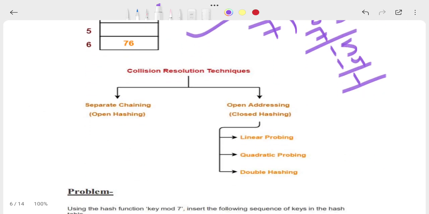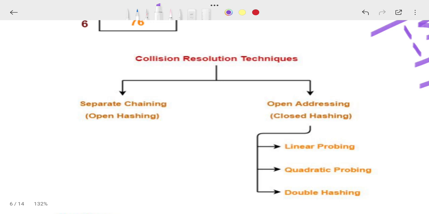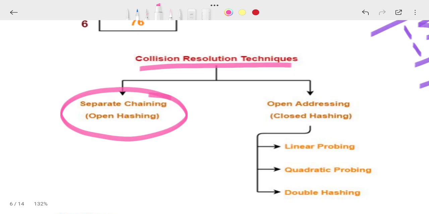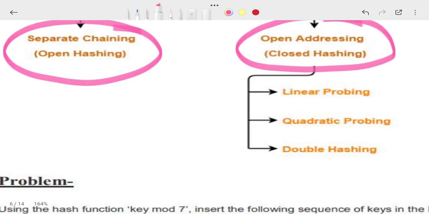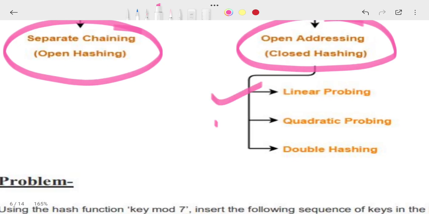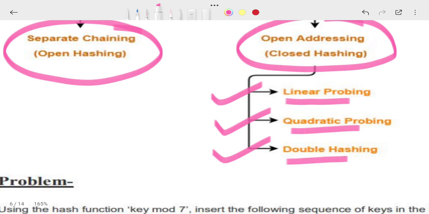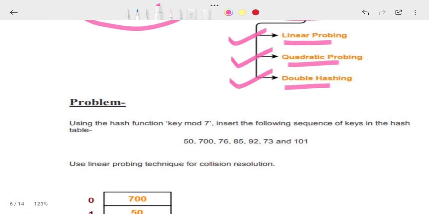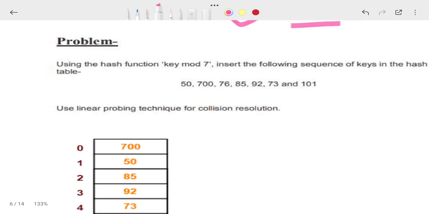Okay, now this question comes multiple times. The question is, how many types of hashing are there? Actually, hashing is of two types. One is the separate chaining method, open hashing. Second is closed hashing. Under closed hashing, one is linear probing, second is quadratic probing, and third is double hashing. Linear I already solved, quadratic I already solved, i square. Double hashing, what is double hashing? I will solve it.